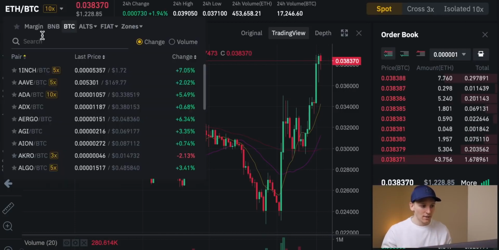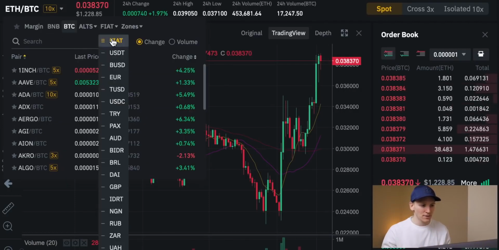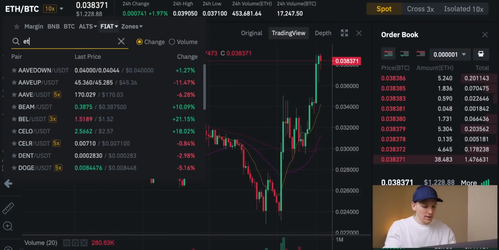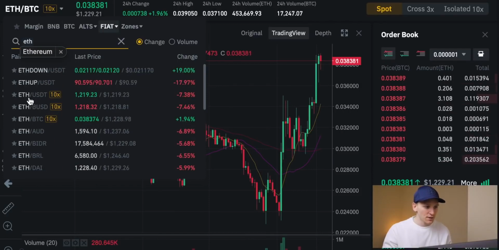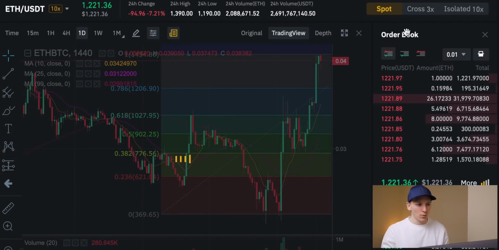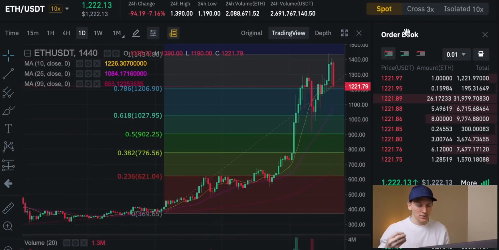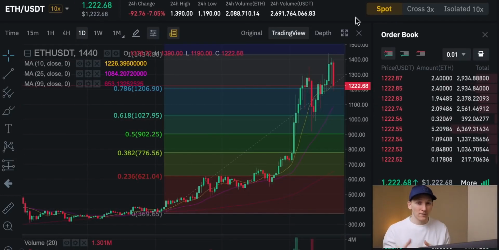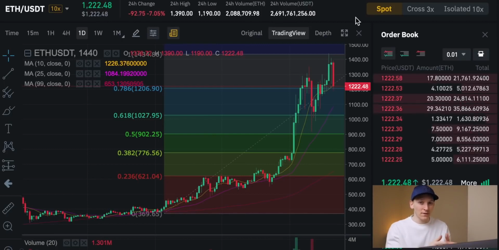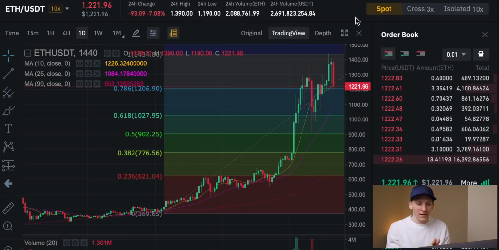But let's just go back and we will trade Ethereum against the US dollar tether, so fiat, and then ETH, and then we'll choose Ethereum against USDT. Now we will be buying Ethereum and selling US dollar tether. The way that you trade currency pairs is that you sell one to buy another. You, of course, can't use the same cryptocurrency to sell and buy because it's exactly the same thing.